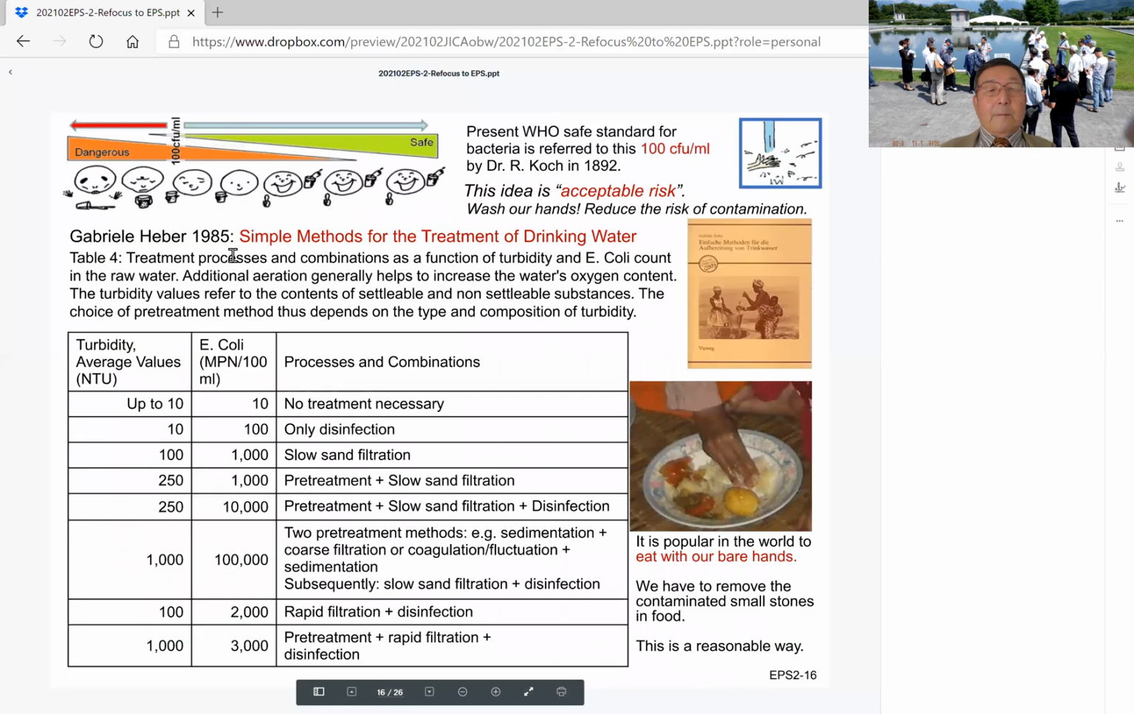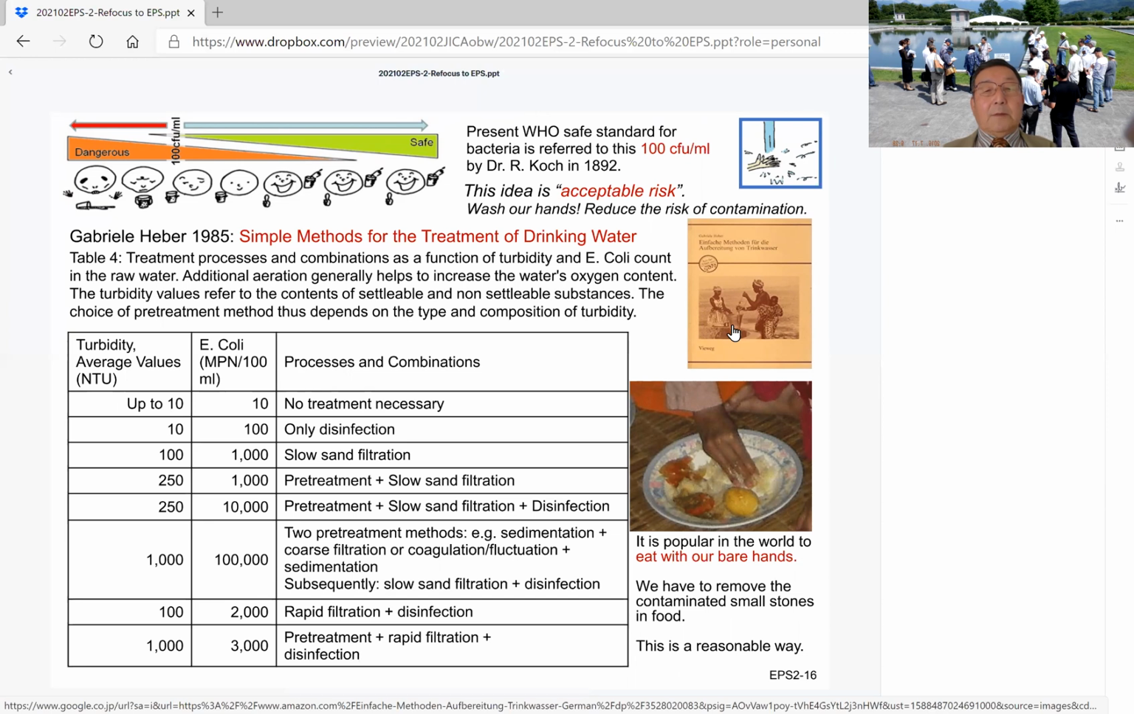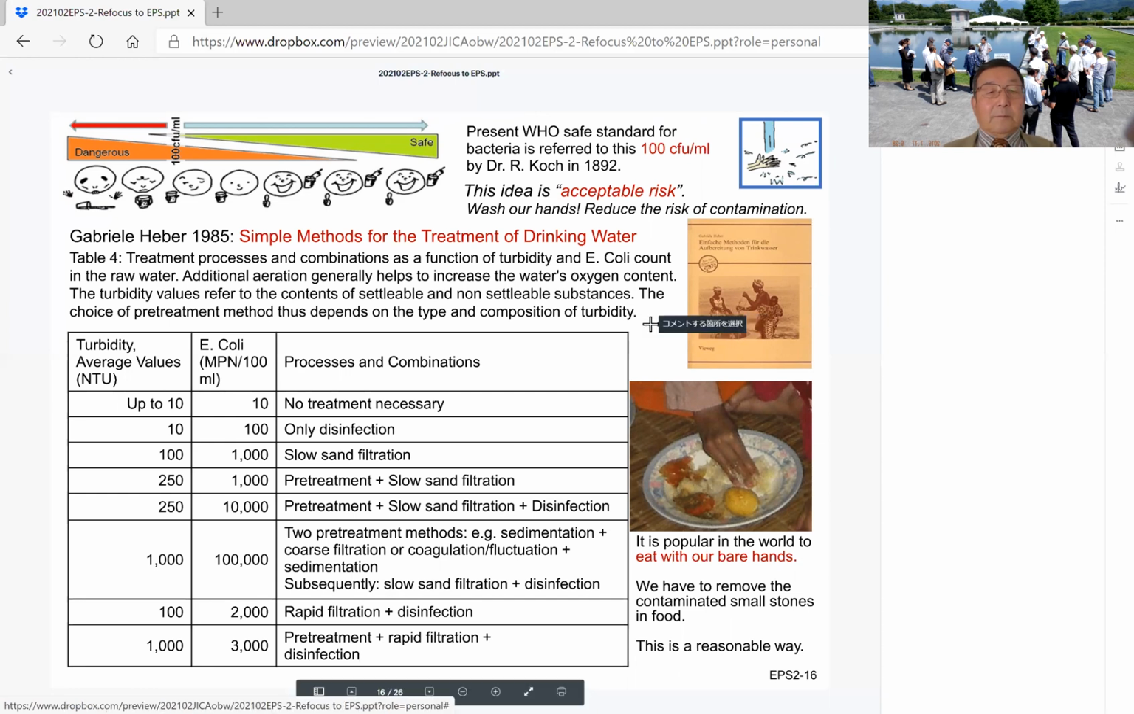In this book, another book, this is by Gabriel Heber in 1985, Simple Method for the Treatment of Drinking Water. This is a German filter manual. The original first edition is German, but the second one was translated and introduced in English.